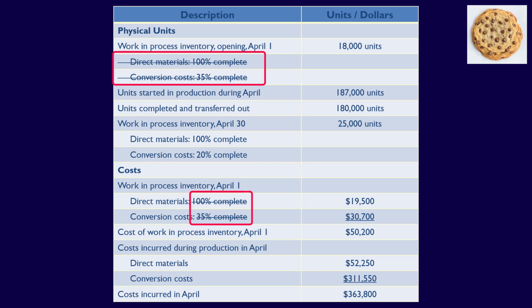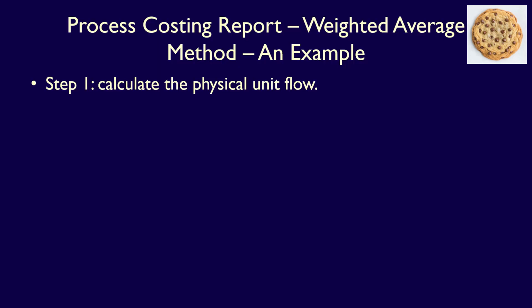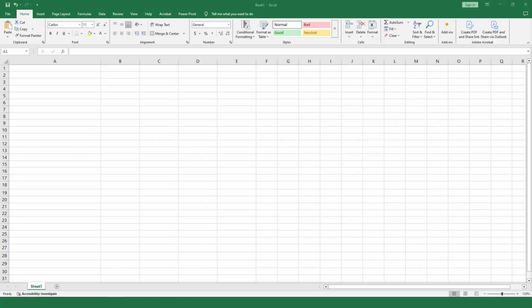Step 1 is to calculate the physical unit flow. What does that mean? It means we have to understand how many incomplete units there were at the start of the period, and we have to understand how many units were started during the period. We'll do that by using Excel. We need 5 columns: description, physical units, direct materials, conversion costs, remember, that's direct labor and manufacturing overhead combined, and then finally, total. We start with units to account for.